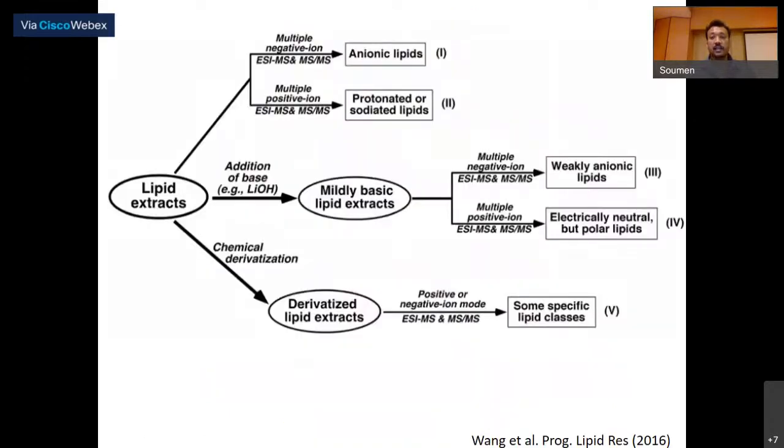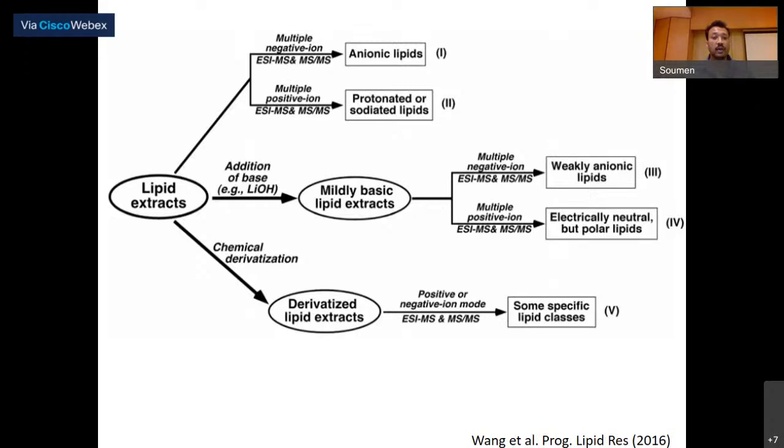And then this is another schematic just to show you the different kinds of analysis that you can do and what kind of lipids you are looking at. For example, if you start with a lipid extract and you find multiple negative ions in ESI-MS and MS/MS, you are probably going to look at most of the anionic lipids. And if you get multiple positive ions in your MS and MS/MS spectra, you are probably looking into protonated or sodiated lipids and probably glycerophosphocholine or ceramide type of lipid.